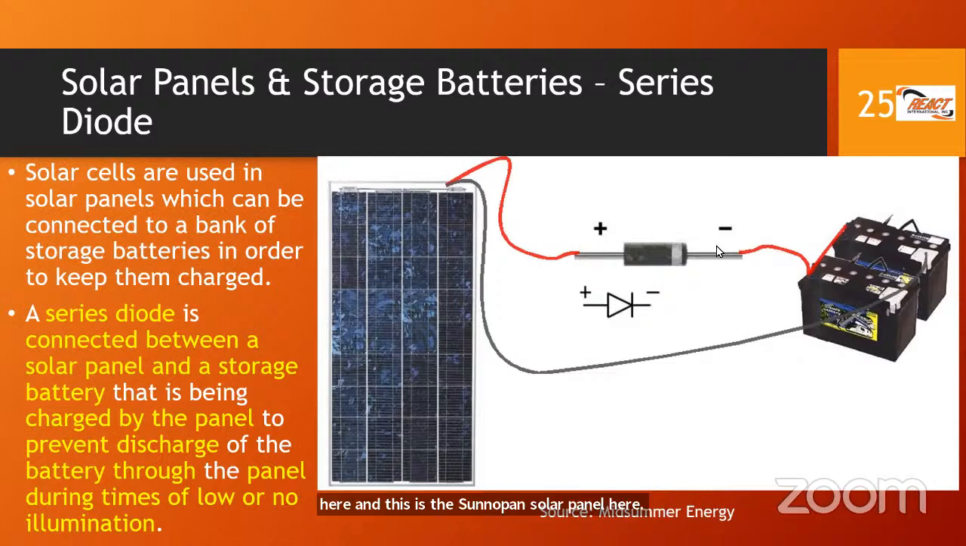And this diode is there because the panel is charging this battery; it prevents discharge of the batteries through the panel during times of low or no illumination. So what that means is when the sun goes down, this panel is no longer able to charge the battery, and the battery, if you don't install this diode, could potentially try to send power back through the solar panel and discharge itself. So this diode here prevents that from happening. Again, like a check valve.